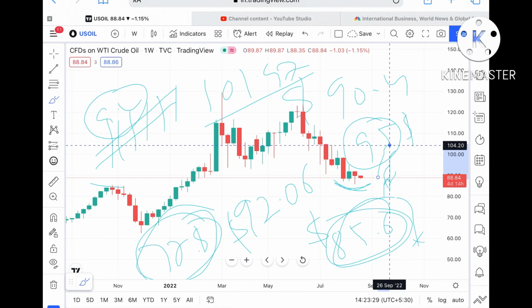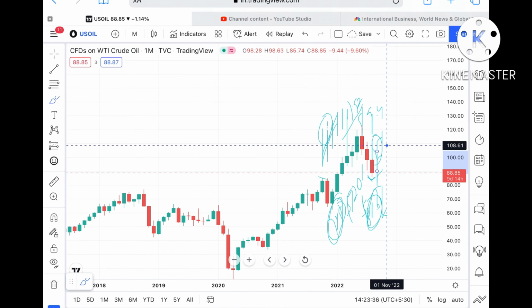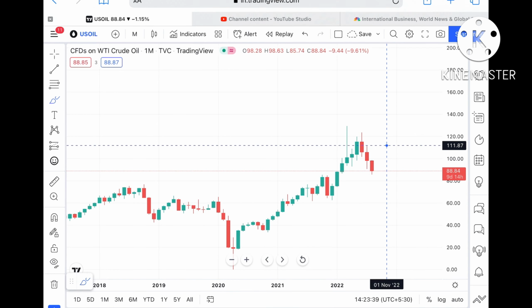$101.97, and from there we can see it go further upside towards a level of $104.20. Okay, now I'll show you a monthly chart where you will understand how this can probably go further high.